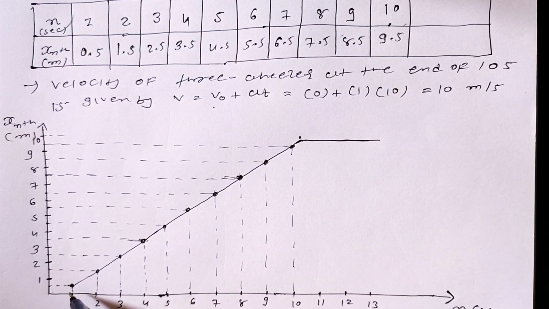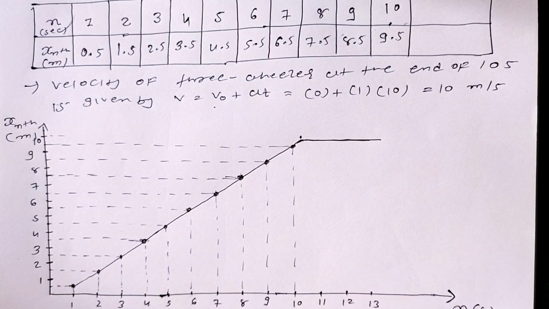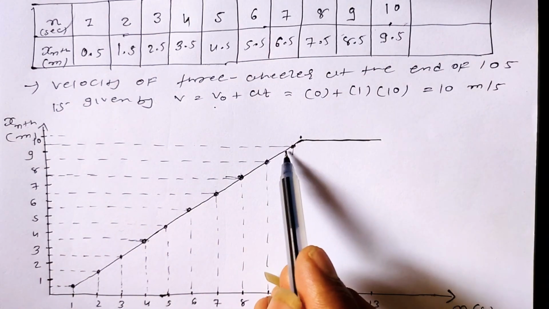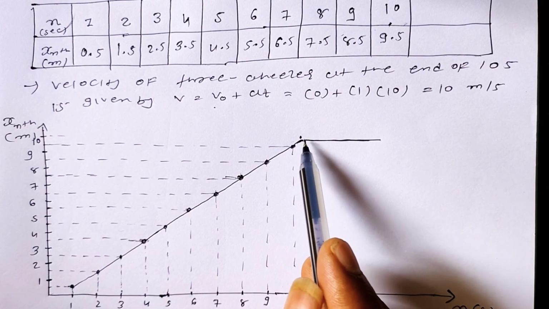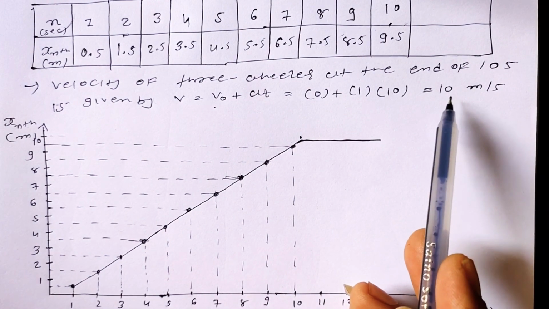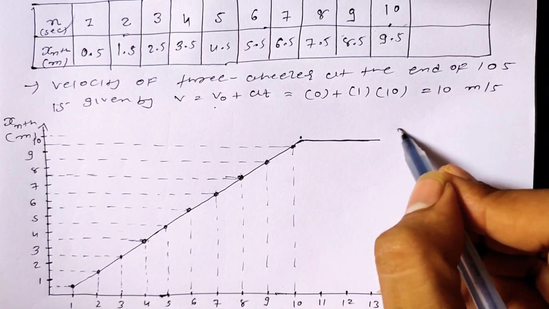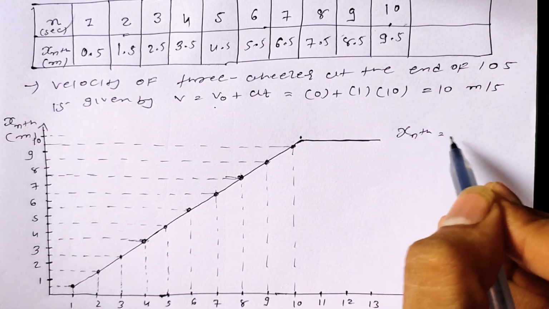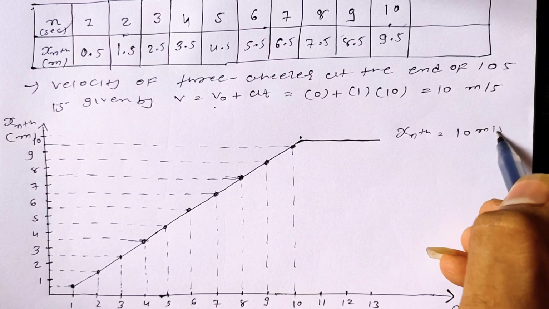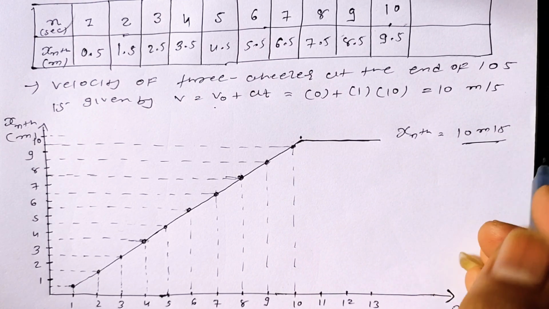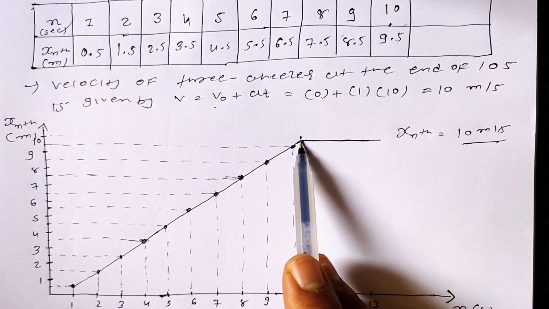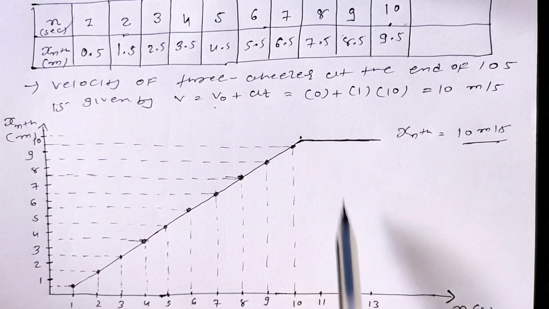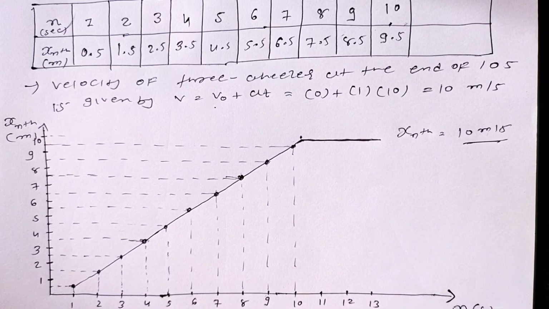So here the graph of xn versus n for 0 to 10 becomes a straight line, and after 10 second we know that it moves with a uniform velocity, 10 meter per second. So after 10 second if we plot xn, then it becomes 10 meter per second. So in each second it covers 10 meter. So after 10 second the graph of xn versus n becomes a straight line which is parallel to the time axis.